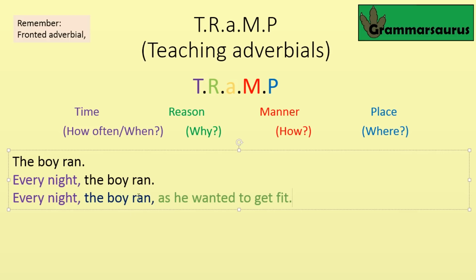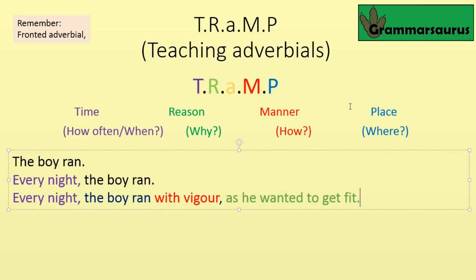All you need to tell them is to talk about the verb, and it's telling us when, how often, why, how, and where the verb did whatever it did. It's that simple. Avoid the ly. So how did the boy run? He ran with vigour. So I'm going to use a phrase there as opposed to a single word. I could have said he ran quickly. But I want to say with vigour because this boy is really geared up to get fit. So, every night the boy ran with vigour as he wanted to get fit.